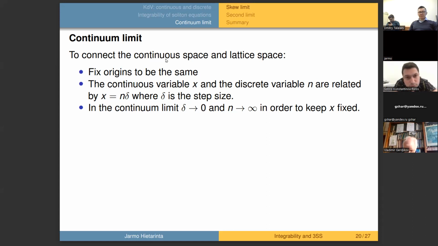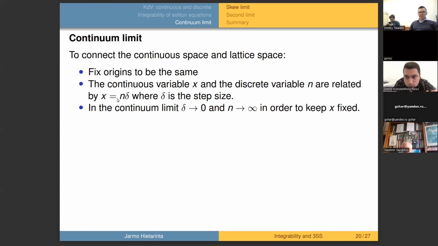First, we have to connect the continuous space and lattice space. So we fix it so that the origin 0.0 is the same. And then we fix continuous variable x somewhere. And the discrete variable n is such that the x, the fixed continuous variable, is from the origin. You take n steps, and the step size is delta, then you reach x. Okay, so this is the connection.